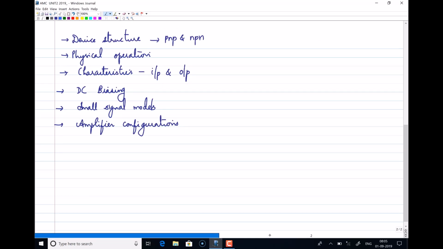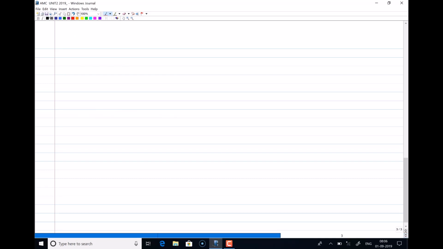In this unit, we'll look at these topics. We'll start by looking at the device structure. There are two types of bipolar devices, PNP and NPN transistors. Then the physical operation, the characteristics, DC biasing, small signal models, and amplifier configurations. These are the topics we'll be discussing in the coming lectures.